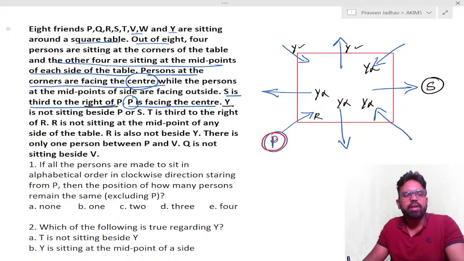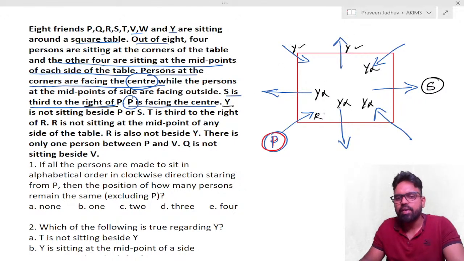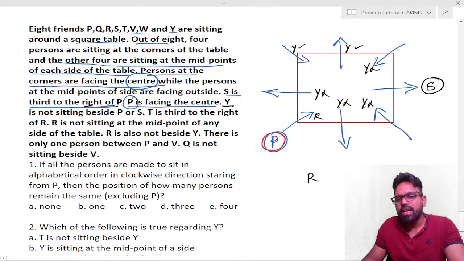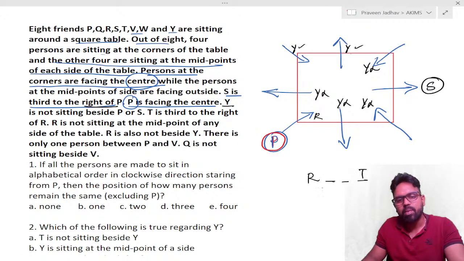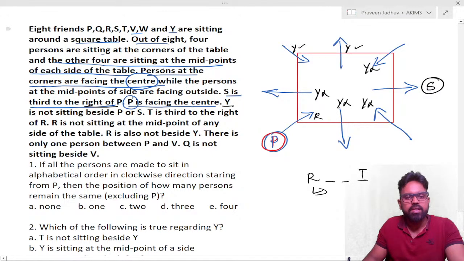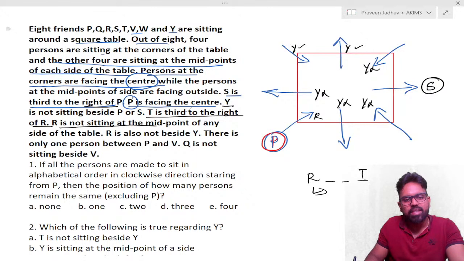Now, he says the next thing. T is third to the right of R. Y is not sitting beside P or S is done. Now, T is third to the right of R, meaning R wherever he is. Third to the right of R: first to the right, second to the right, third to the right. Who will be there? T will be there. T is third to the right of R, and R is not sitting at the midpoint of any side of the table.